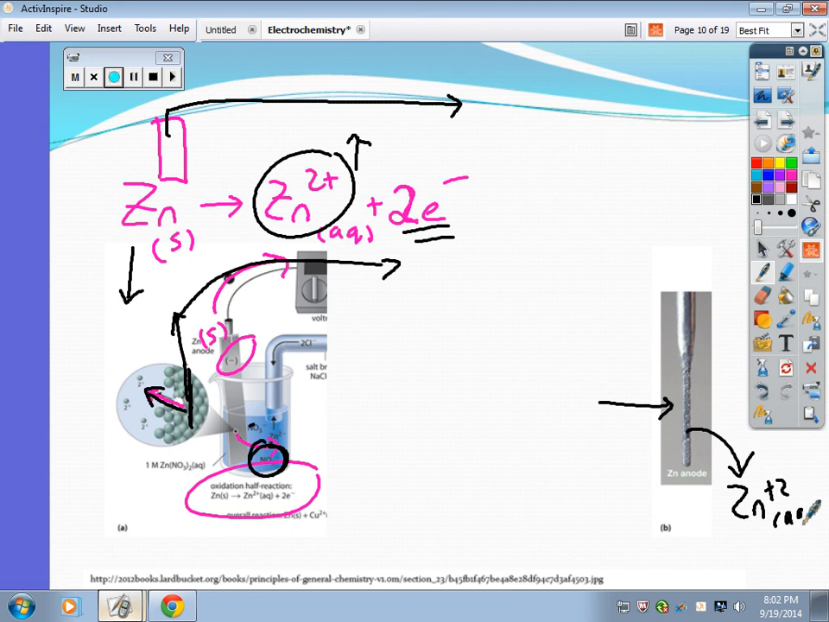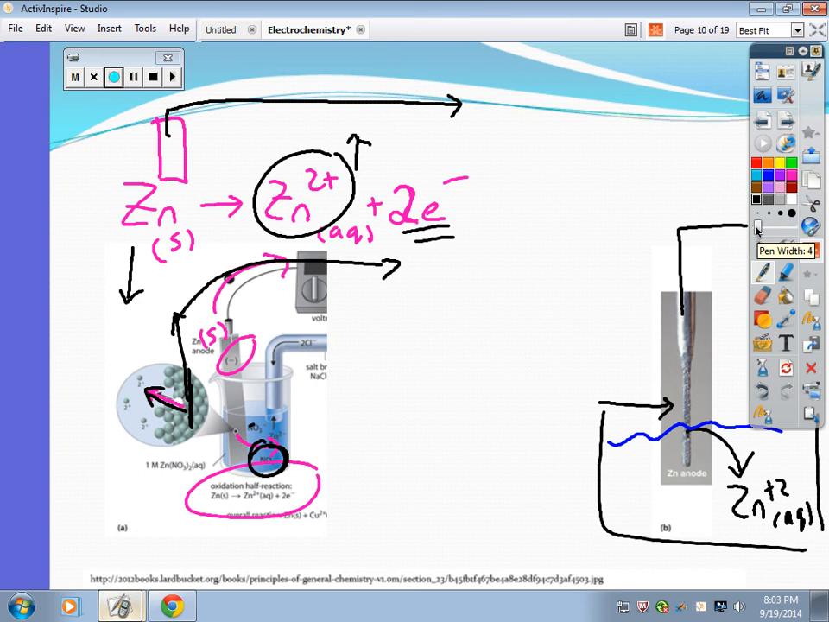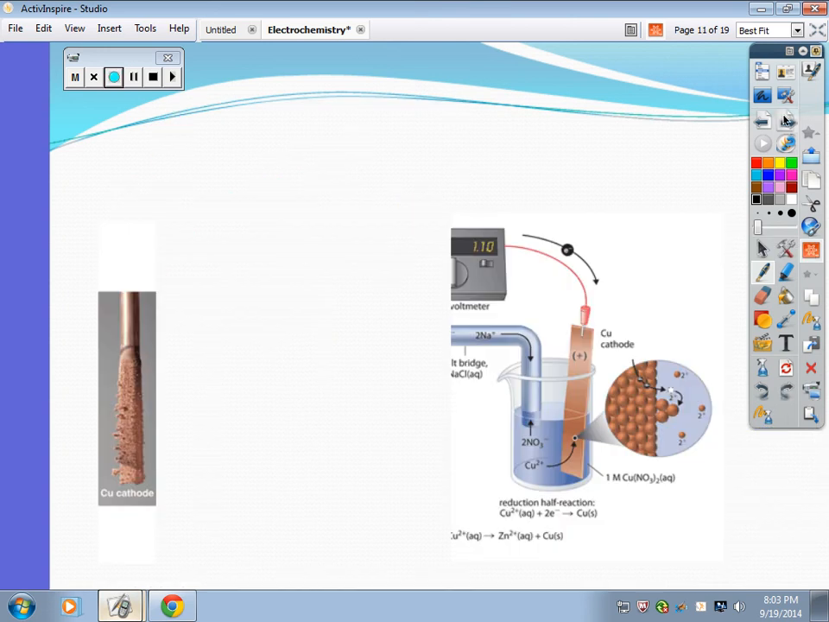That's why it's so important you have an electrolyte in that beaker, right? So you have a beaker right here, and it's full of an electrolyte, and that electrolyte happens to be zinc. And then you have a wire, and the electrons are leaving that wire. So let's look at the other side of the cell.